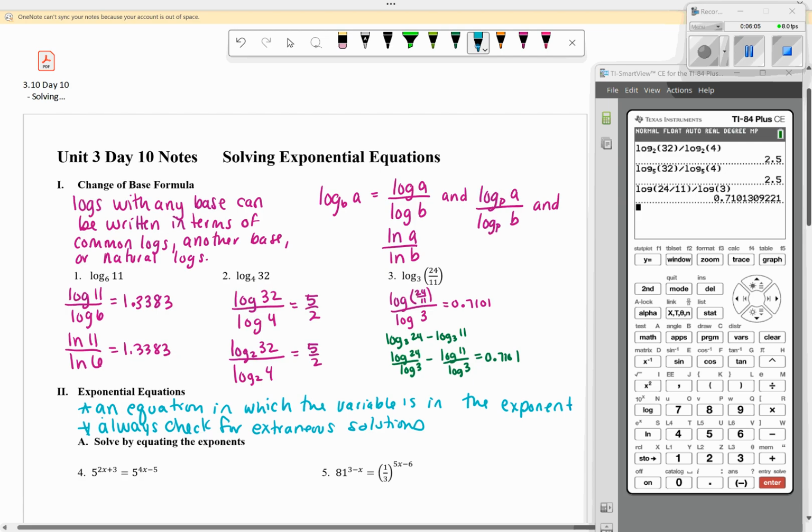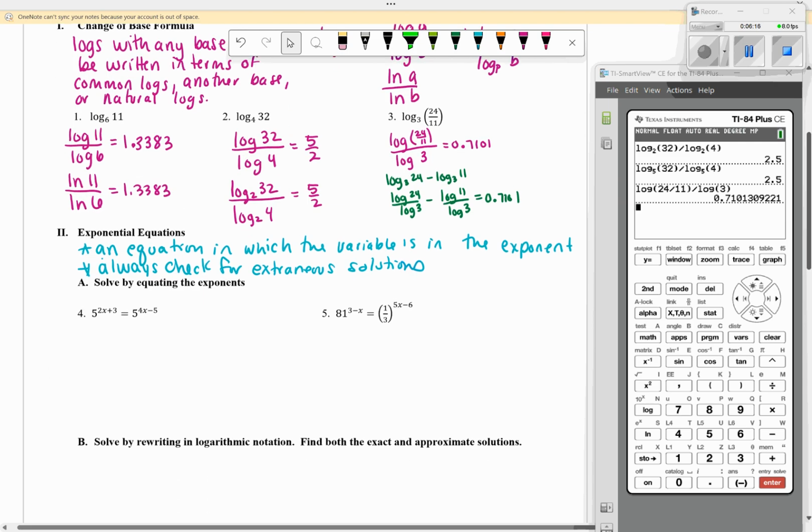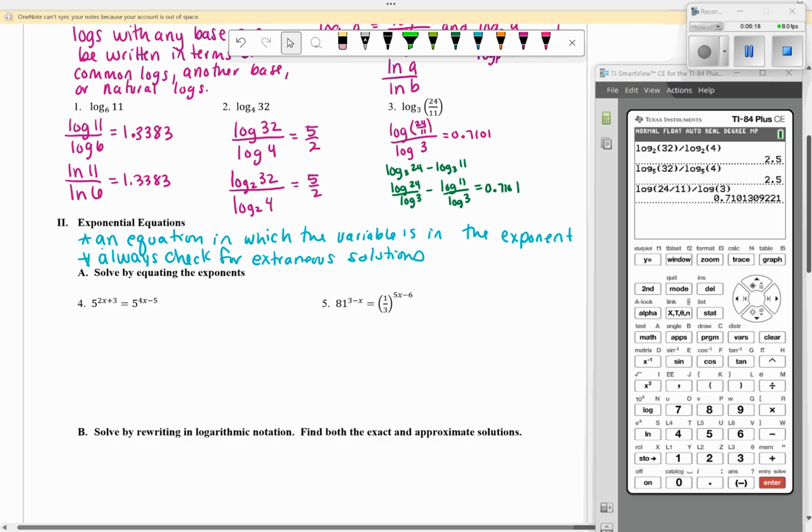So it's always good just to check to make sure whatever your answer is that it works when you plug it back into the original problem. So we're going to solve by equating the exponents, which we did in Math 1, and we also did in Math 3. Now we're doing it in, of course, AP Pre-Cal. So for this one here, we have the same base already.